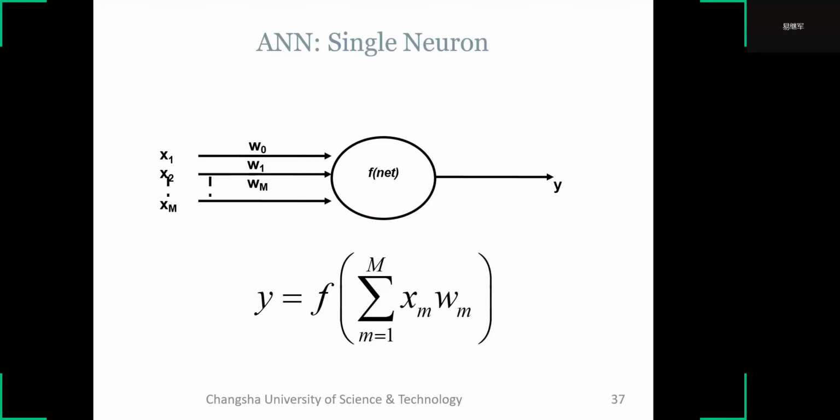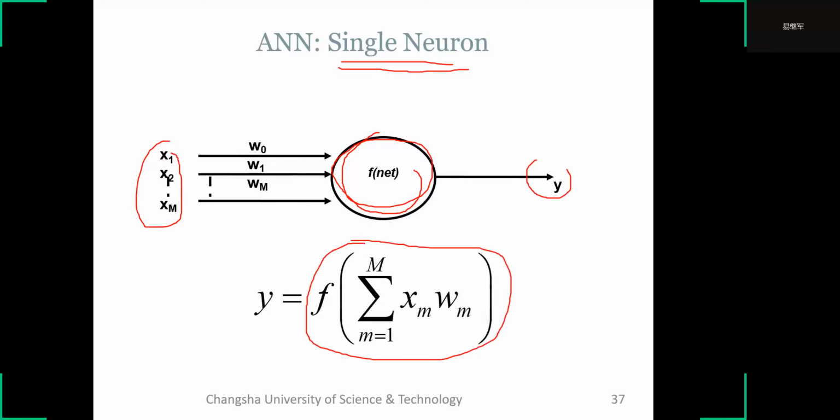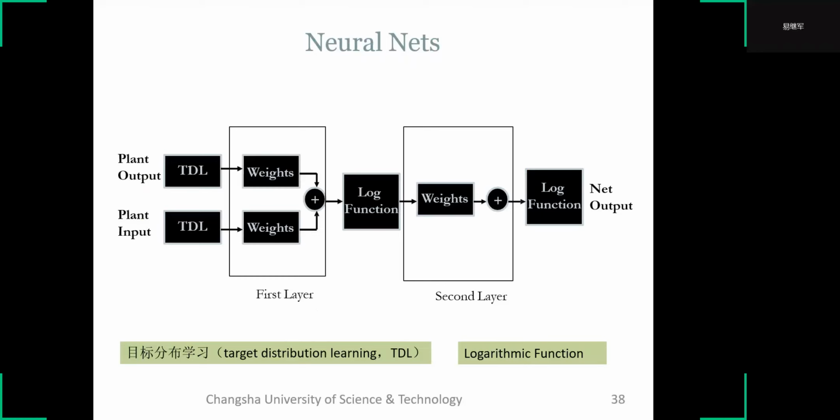This is an example of a single neuron ANN. We give the inputs and get the results. This is a function used by the neuron. After the input is given to the function, we can calculate and get the result. This is a neural net. We give all the inputs to the neural net, and after a series of calculations, we can get the output.